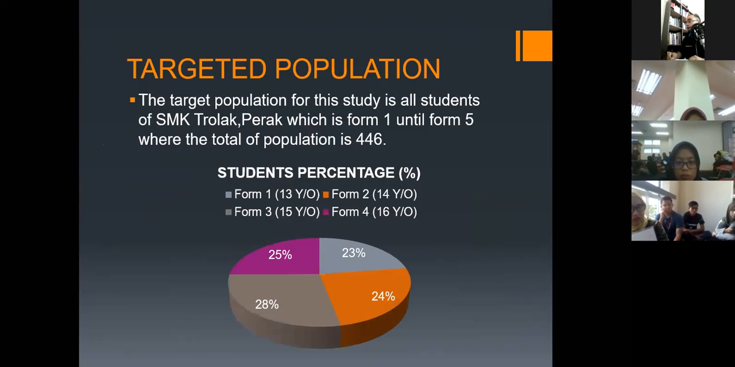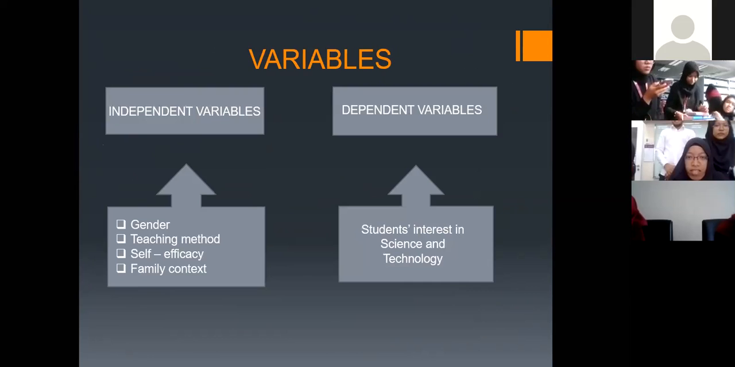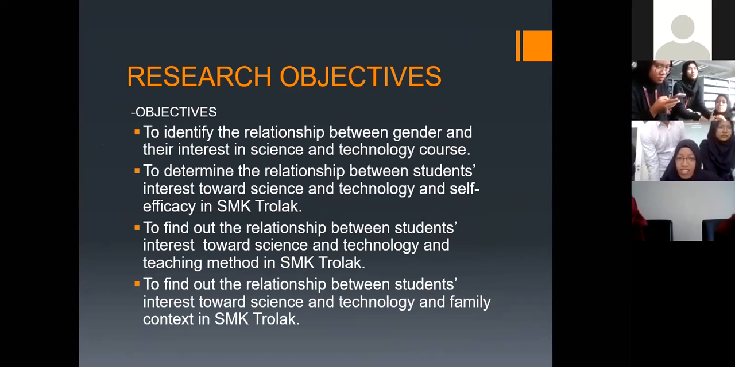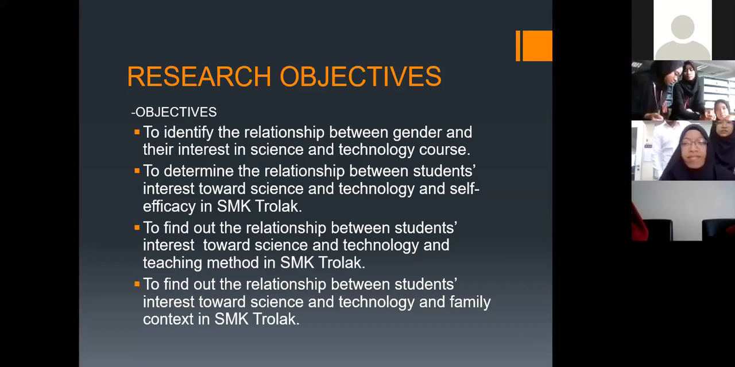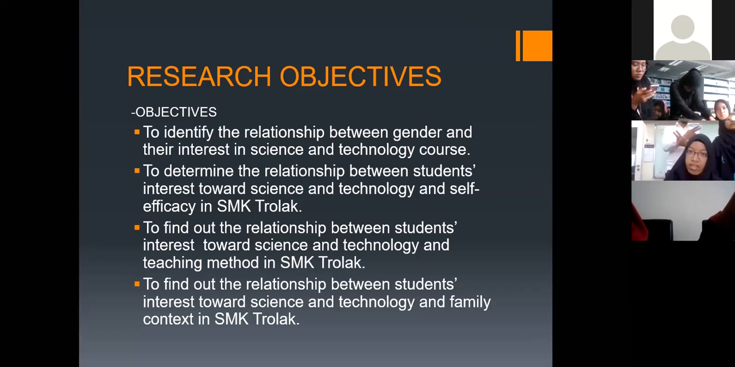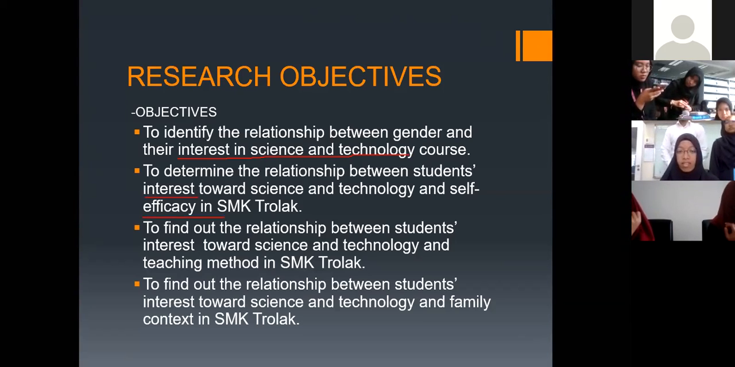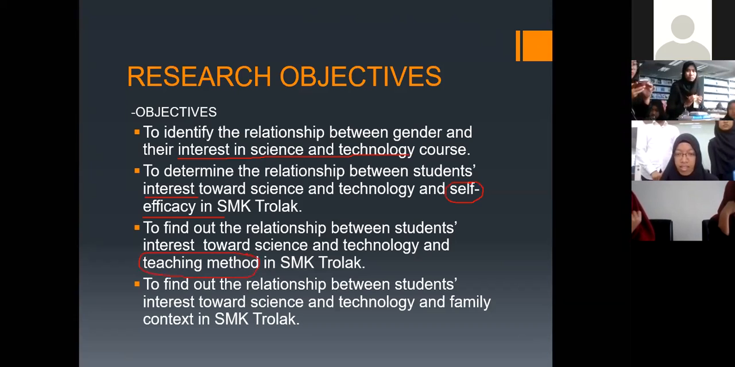Wait. This. Right. The objective. So your objective is to identify the relationship between gender and interest in science and technology. So you have one variable, interest in science and technology, and then the other is self-efficacy. You have two variables, self-efficacy, and what else? Teaching method, right? And then family context. So you have three variables, right? So can I see your questionnaire? Can, please.